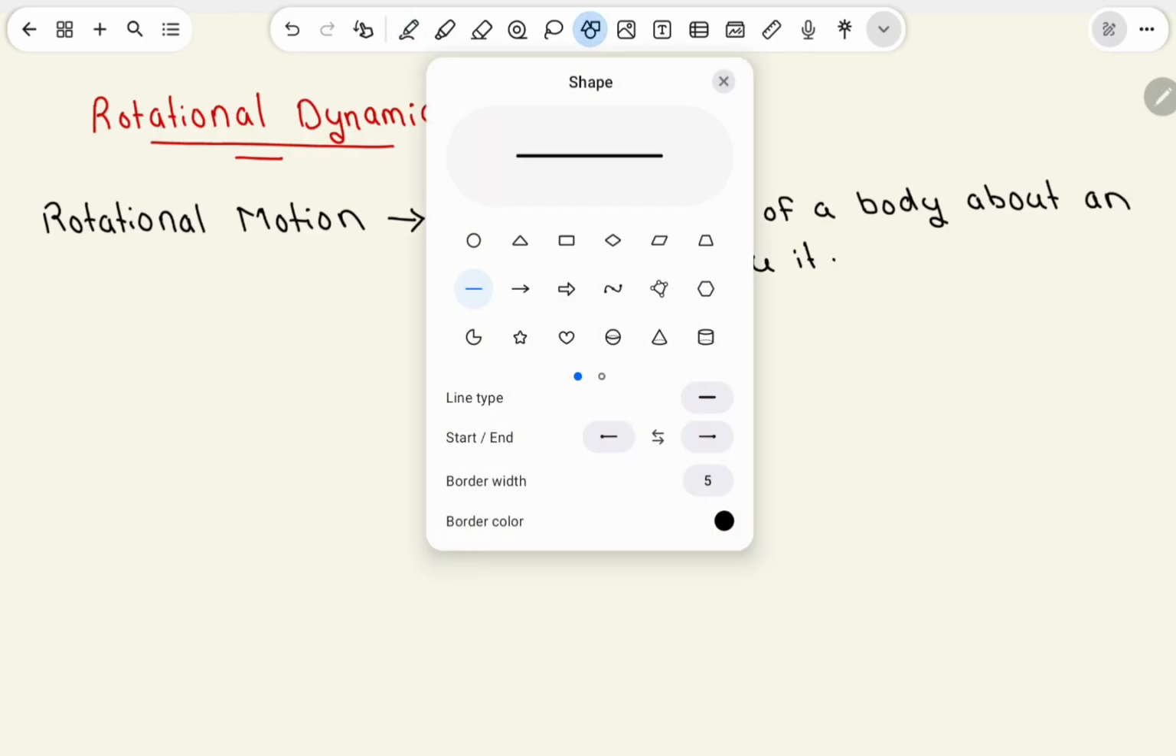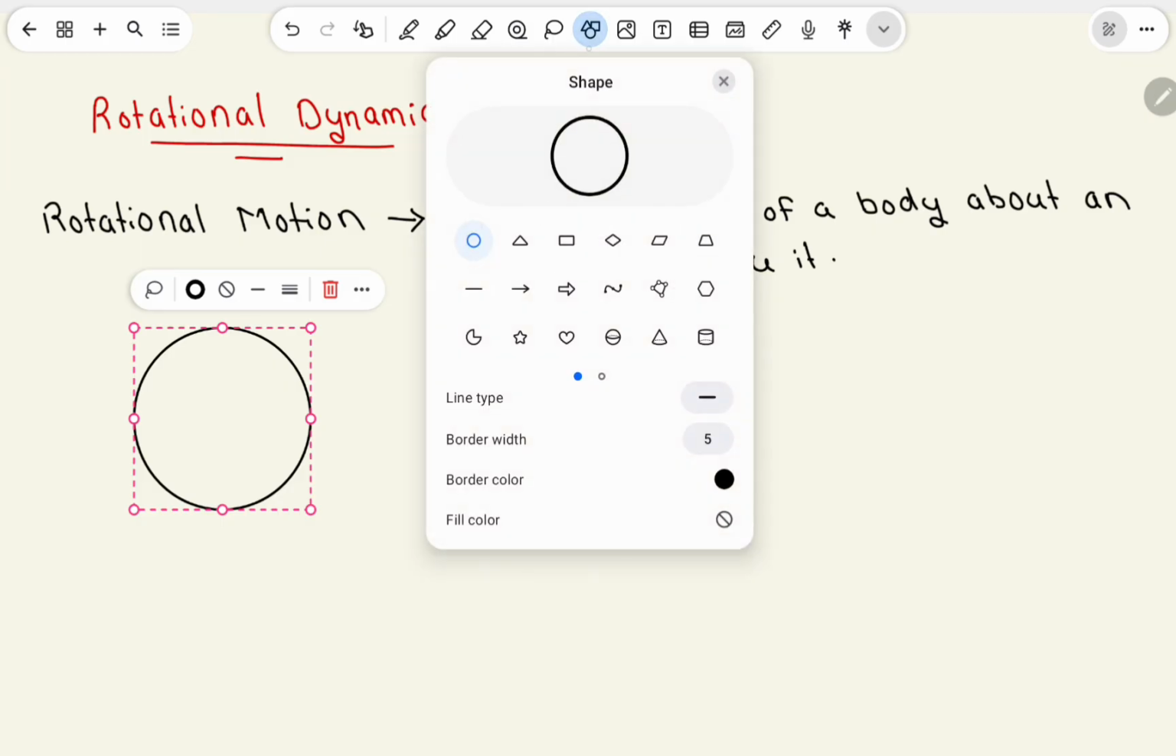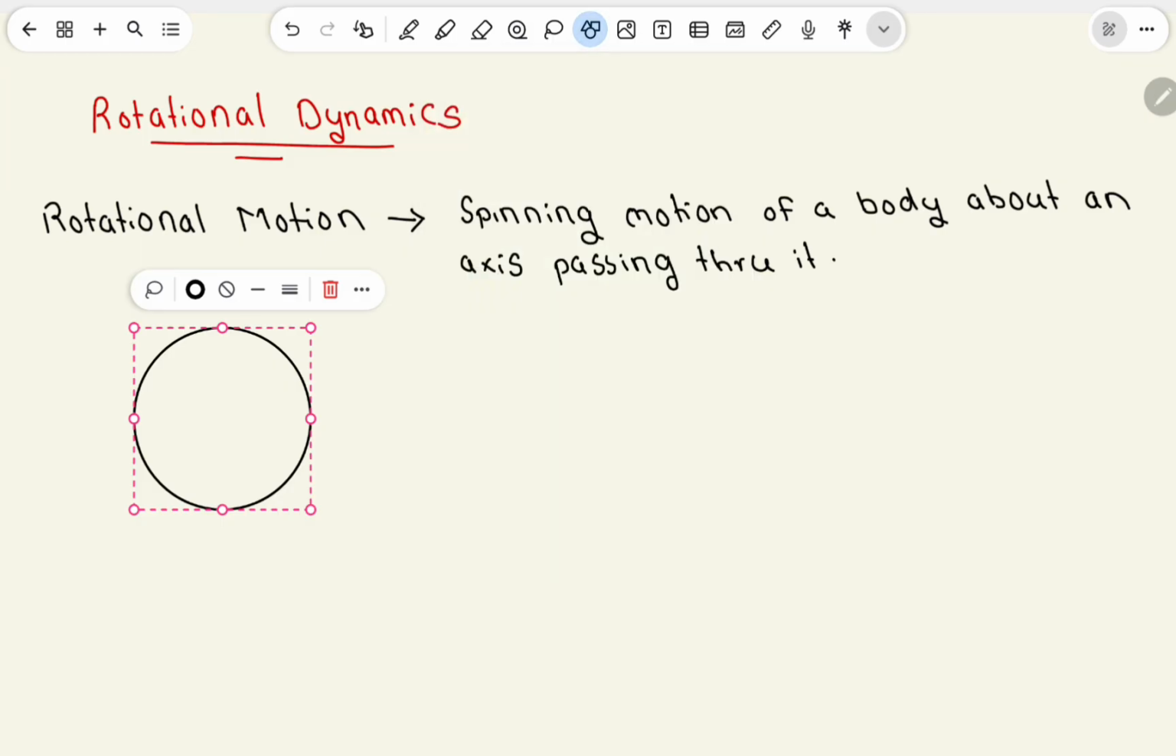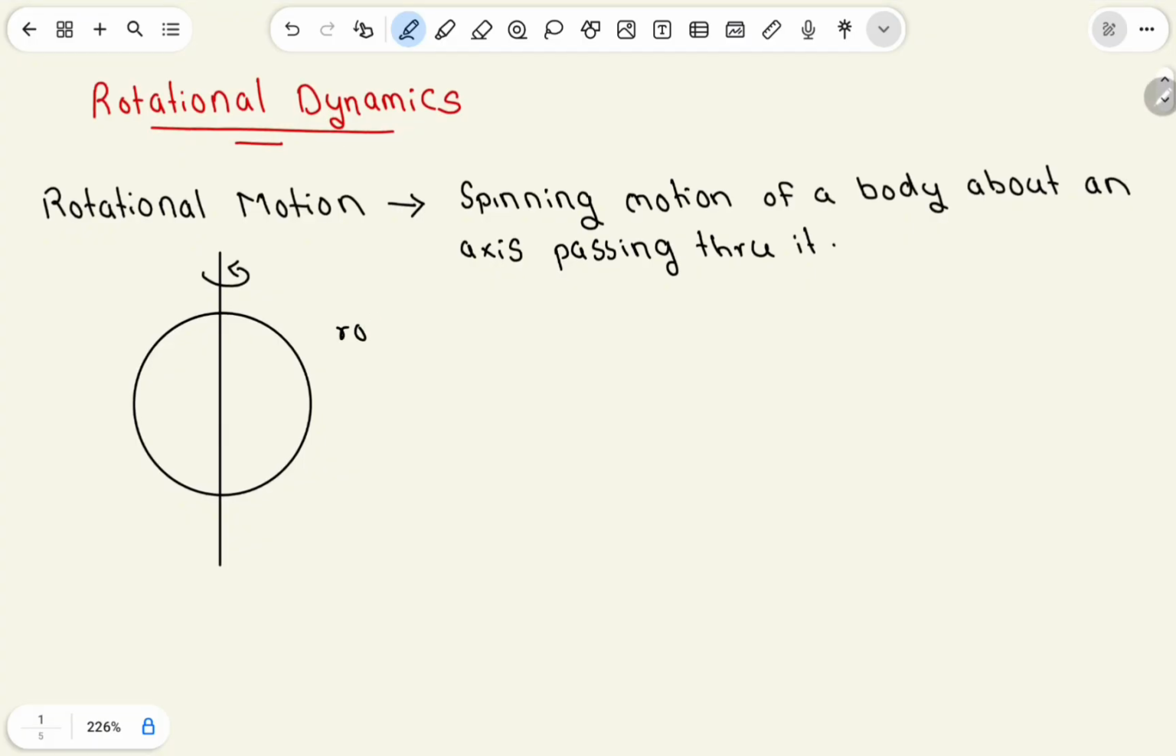So, if I have a sphere, let's say I have a sphere like this, and this is an axis that is passing through the sphere. So, when the sphere starts to rotate about this axis as shown in the figure, the spinning motion of that sphere is called as rotational motion.